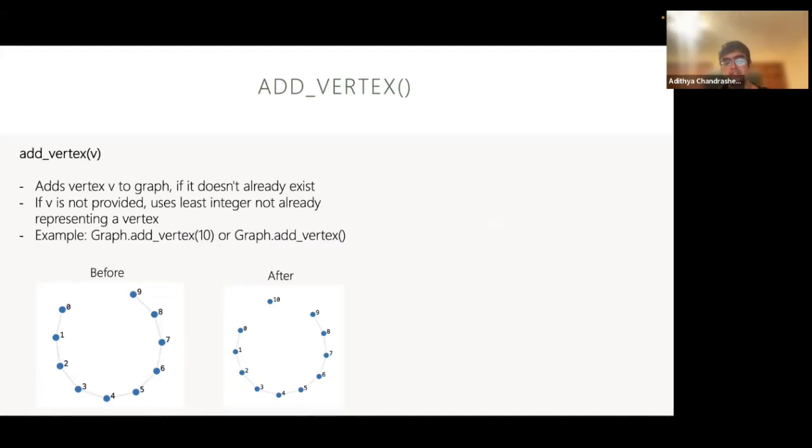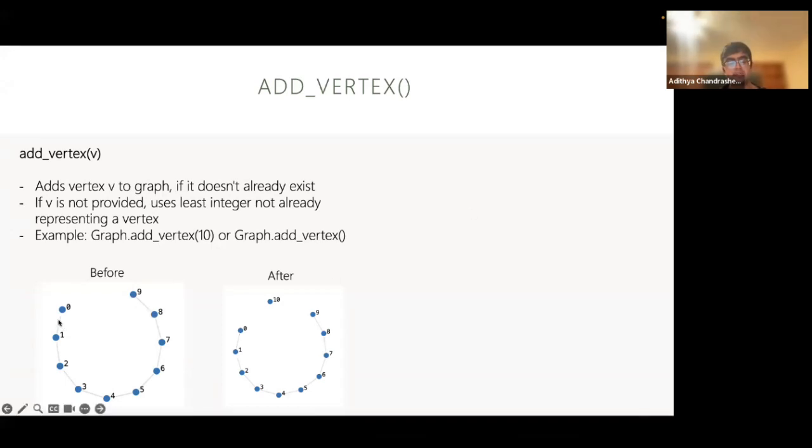Now, if the vertex already exists, then it will essentially not add anything to the graph in order to ensure there are no duplicates. Now, if v is not provided, meaning the vertex you want to add has not been provided, then the function will automatically use the least integer that's not already representing a vertex in the graph as the vertex that should be added. And you see an example of this below.